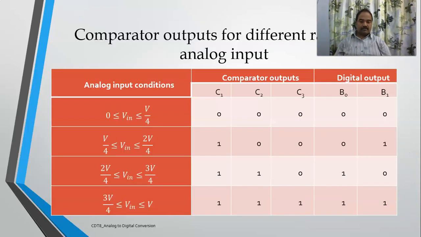Now let's have a quick look. If you see that if Vin is less than V by 4, then all my comparator outputs C1, C2, C3 are going to be 0. And for this one, I must get 0, 0. And for anything between V by 4 to 2V by 4, C1 will be on. In this case, both will be on. And in this case, 3 comparators will be getting a 1 as our output. Now for all these 4 cases, this must be my digital output: 0, 0, 0, 1, 1, 0, 1, 1.